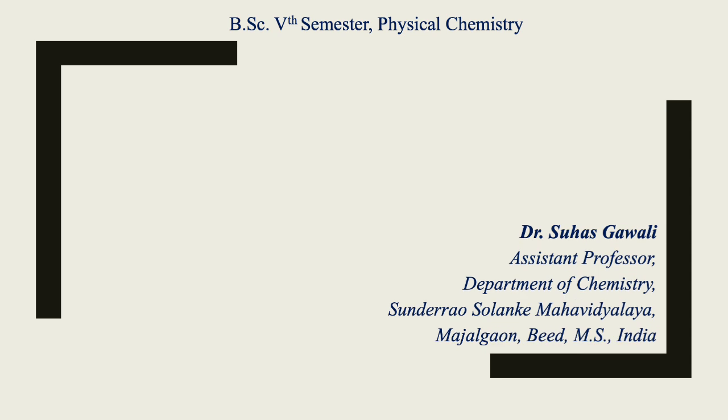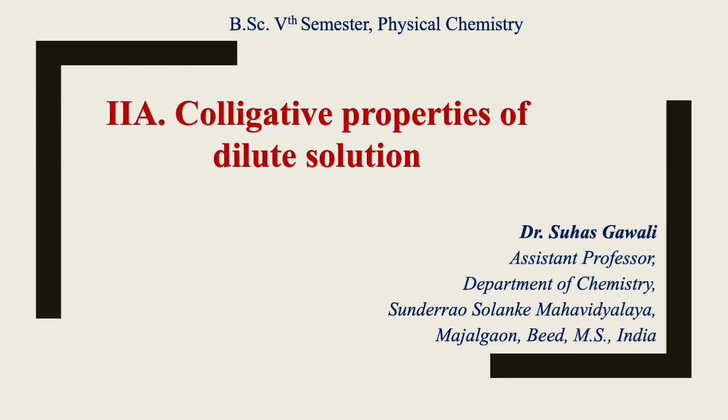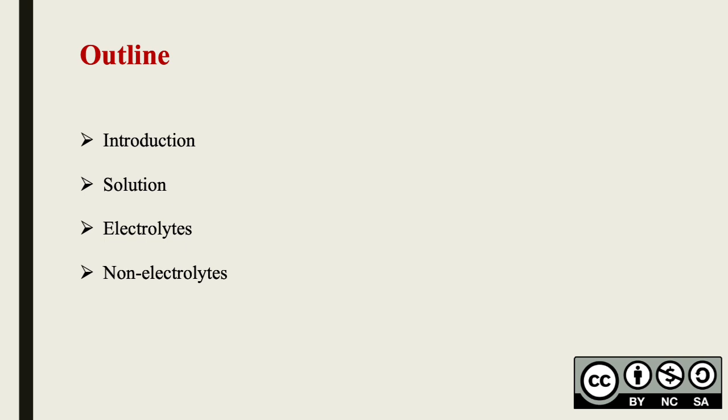I will be teaching the BSc 5th semester Physical Chemistry course on colligative properties of dilute solutions. Here is the outline. First, I will introduce what is meant by colligative properties, followed by what is meant by a solution. Then we will see what is meant by electrolytes and the types of electrolytes, as well as non-electrolytes. So let's start with the introduction.